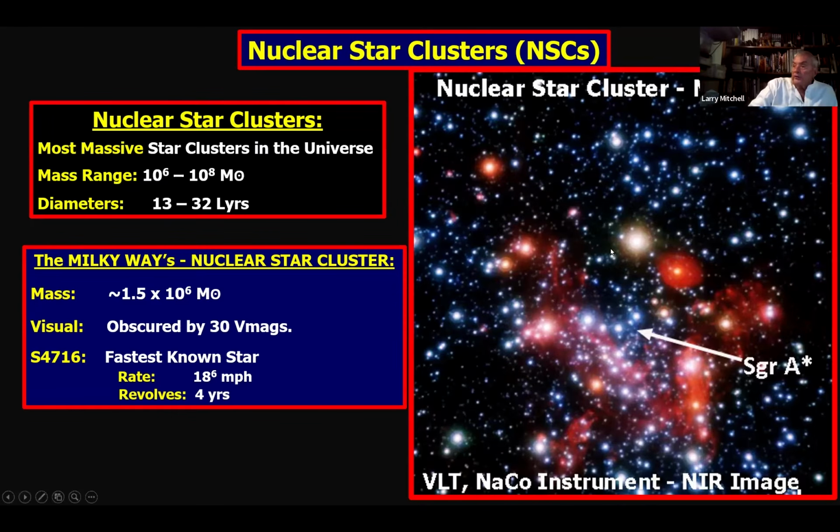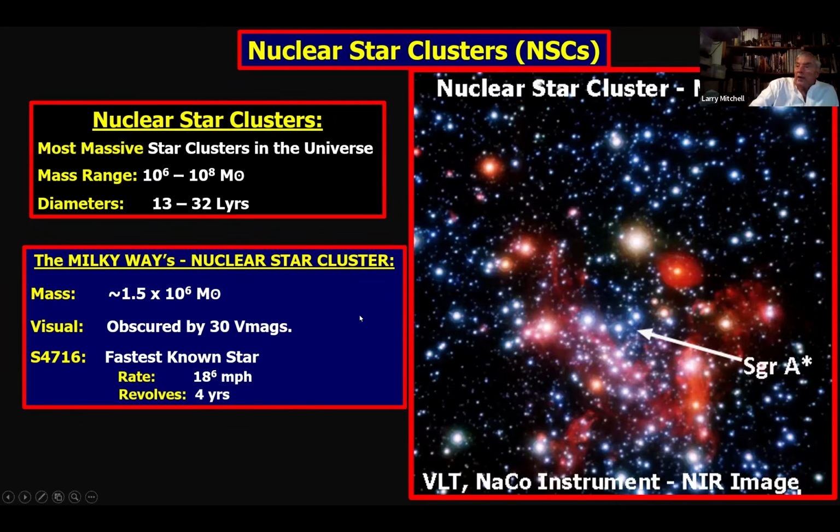This is the nuclear star cluster in our Milky Way galaxy. Our black hole, Sagittarius A star, is here, which is surrounded by our nuclear star cluster. It has a mass of 1.5 million solar masses, the cluster does. It is obscured by 30 visual magnitudes due to the dust and obscuration between us in the middle of the galaxy and the spiral arms that are interior to us in the middle.